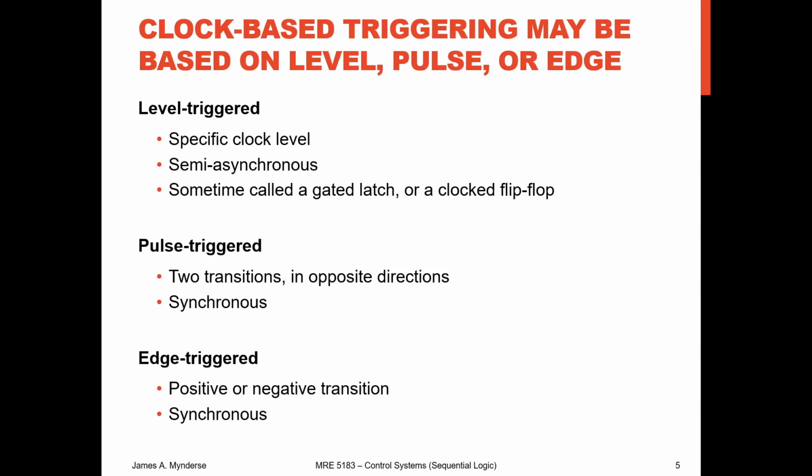So what does it mean to use a clock? Well, when we use a clock signal, we can make it level-based, pulse-based, or edge-based. So these are triggers. A level trigger is going to always work when it is high or low. A pulse trigger is going to require 2 transitions, and an edge trigger is the one that I think of as using most often. It's going to look for a transition from low to high or high to low, a positive or negative transition in the clock signal.